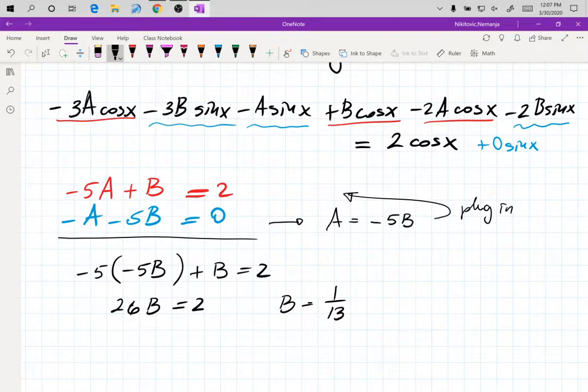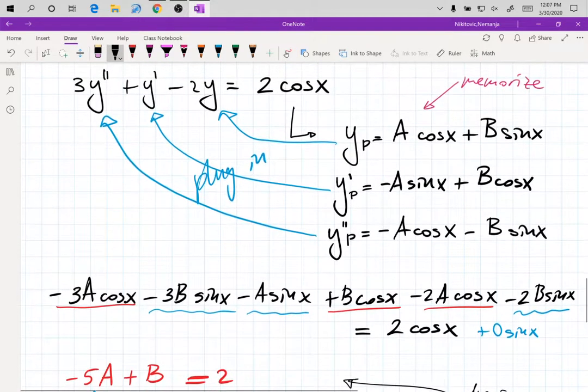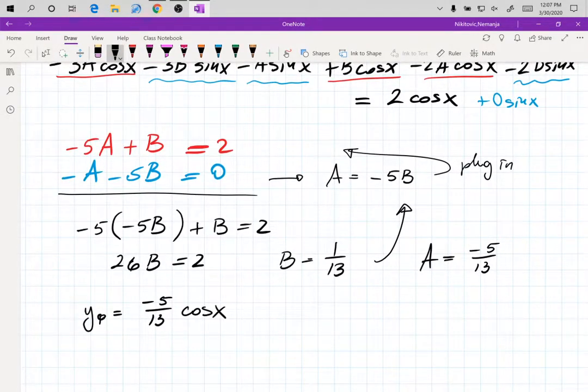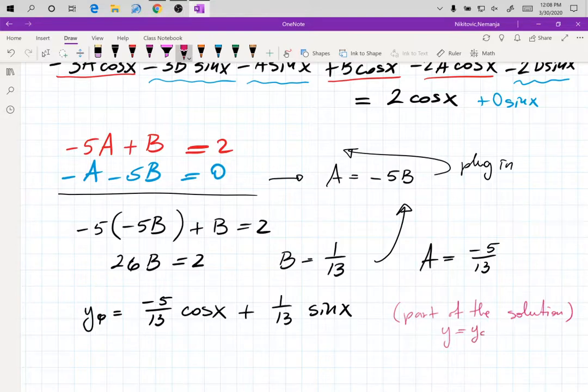If the stars lined up correctly. And then we plug that in here to get our a, negative 5 over 13. So that gives me my particular solution. Now, a was negative 5 over 13, and a was associated with cosine x, plus 1 over 13 sine x. Again, this is part of the solution. This is what we are learning today, right? We only got yp. You still have to get your yc.